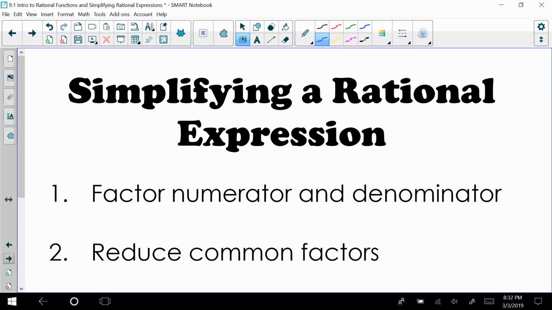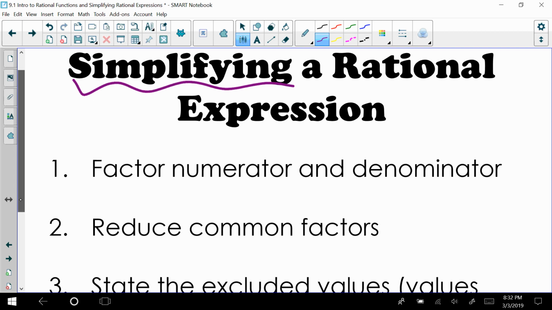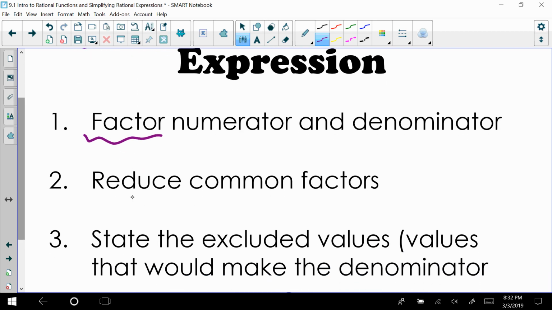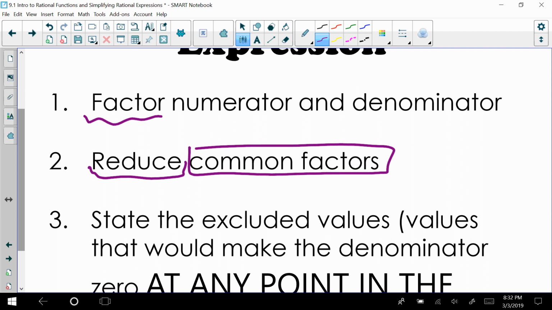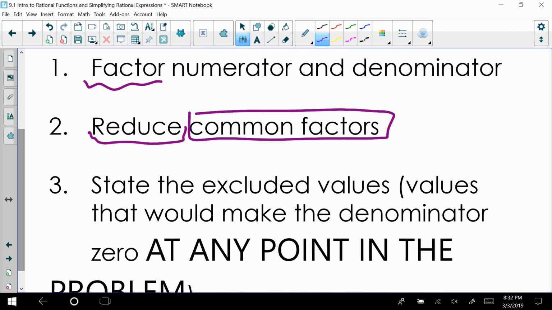Okay, what did I just get done doing? Well, I just got done simplifying a rational expression. How did I do that? I factored the numerator and the denominator. I reduced any common factors, anything that I saw that was multiplying out. Now, this last part I didn't do.